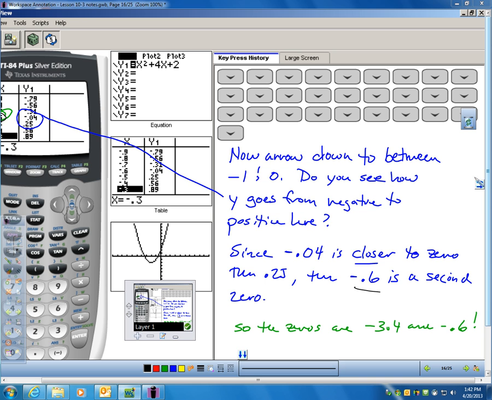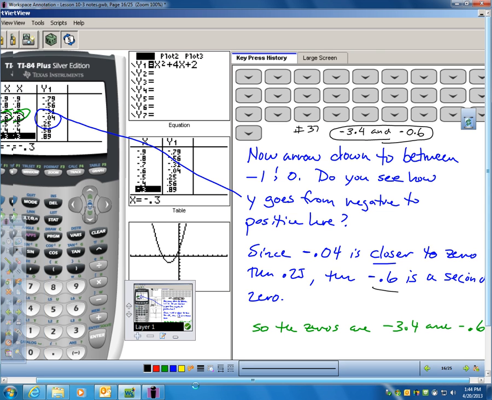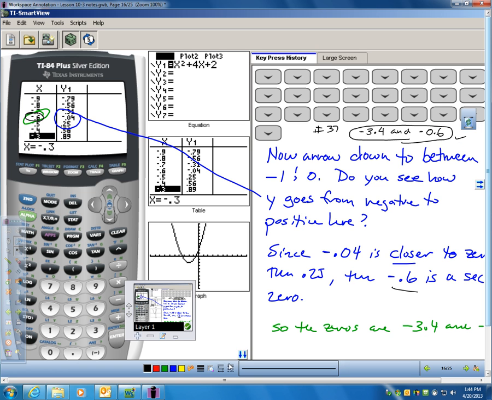So again, maybe I should write these down. It was -3.4 and -0.6 would be my solutions approximately to this, number 37. Okay? Now remember, these are only approximations. Those are not exact results.